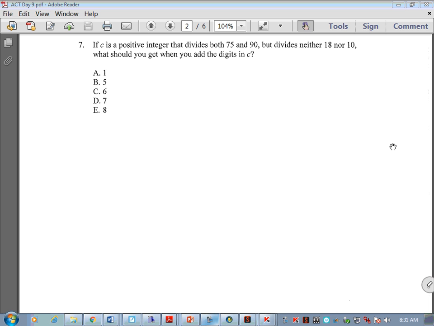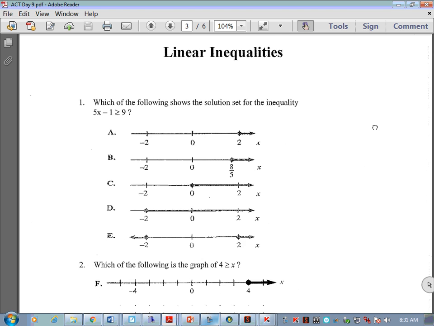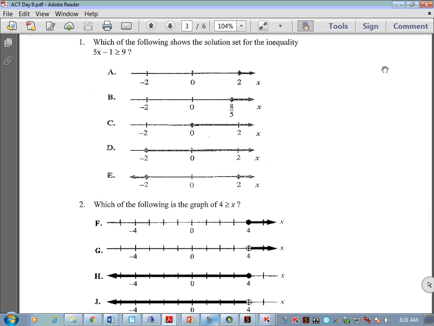We're getting into linear inequalities, and this is a good section to get into because a lot of stuff here gets forgotten. Let's see, where am I at? Vanessa, number 1. What'd you say? B, no. Which of the following shows the solution for the inequality 5x minus 1 is greater than or equal to 9, okay?